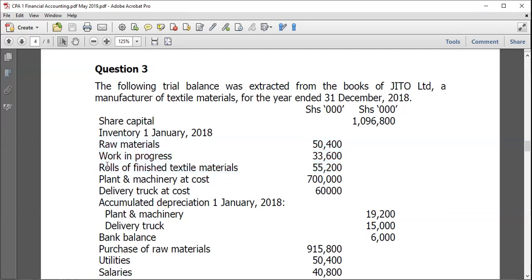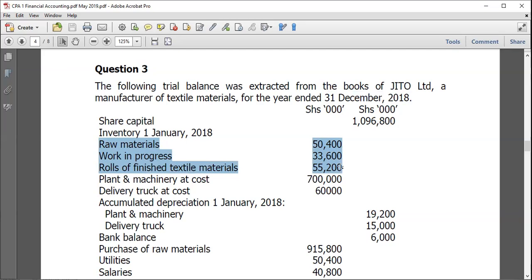And then they are giving us now, of course, this inventory as at 1st January 2018. And remember, these books are being prepared for the year ended 31st December 2018. So it means that these inventories are what they started with at the start of the financial year.